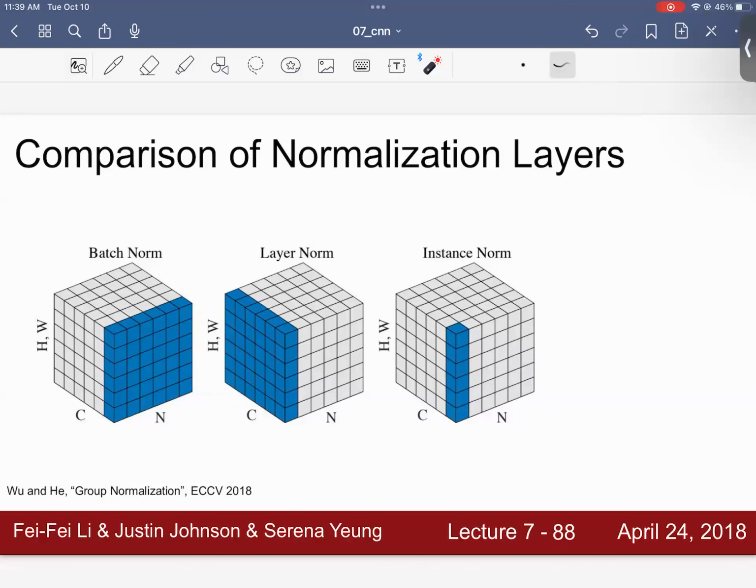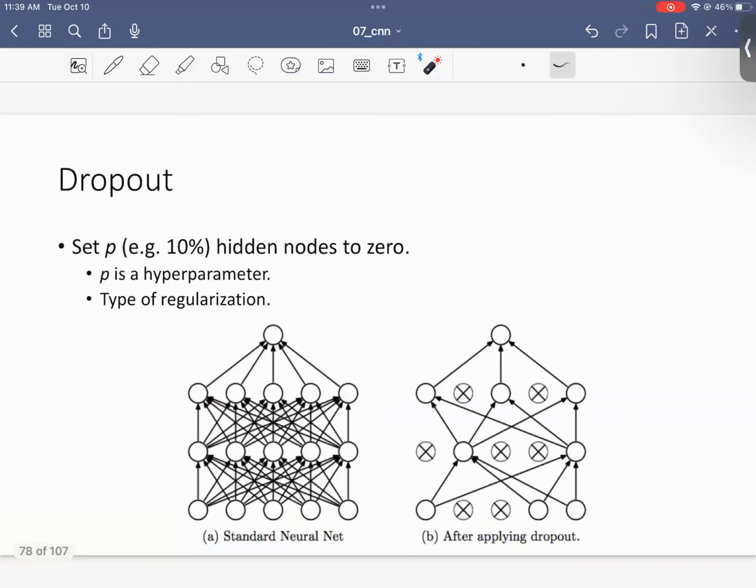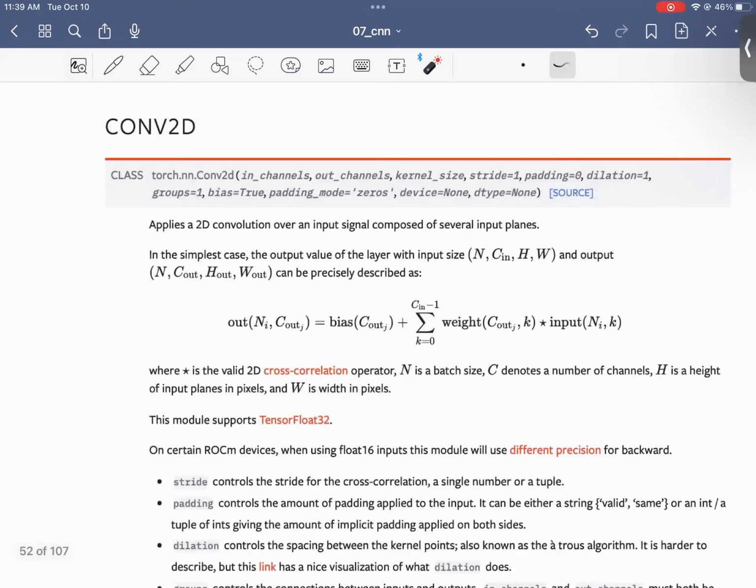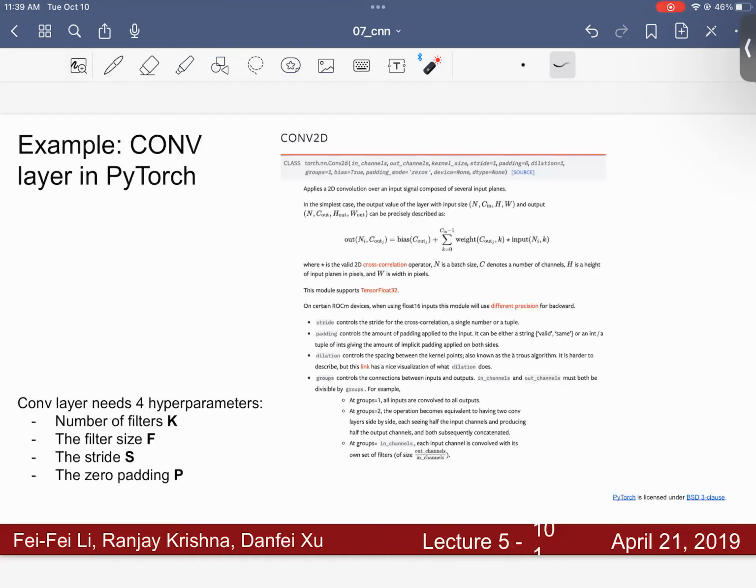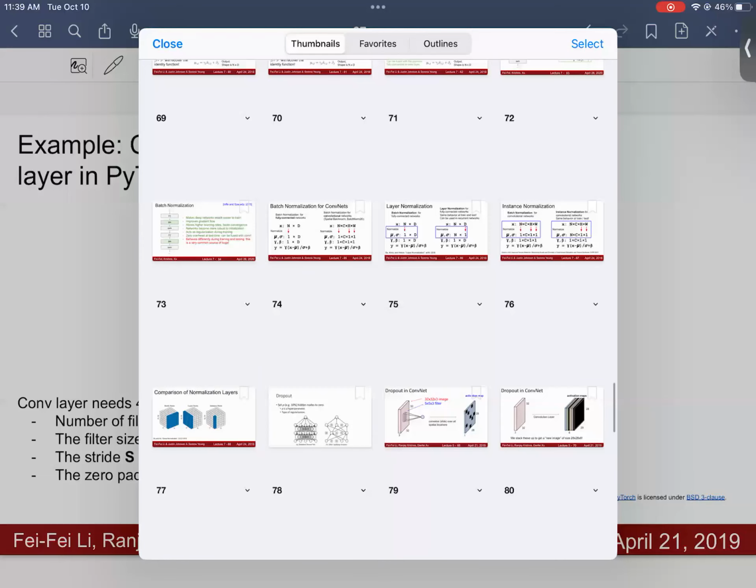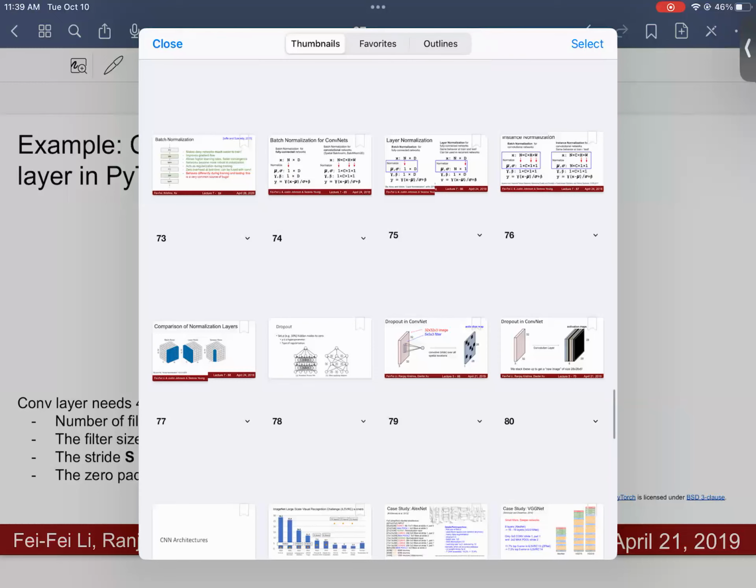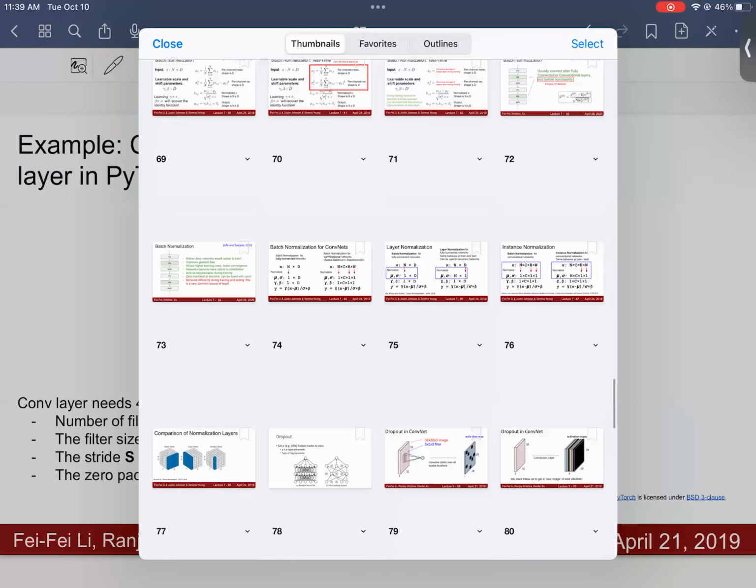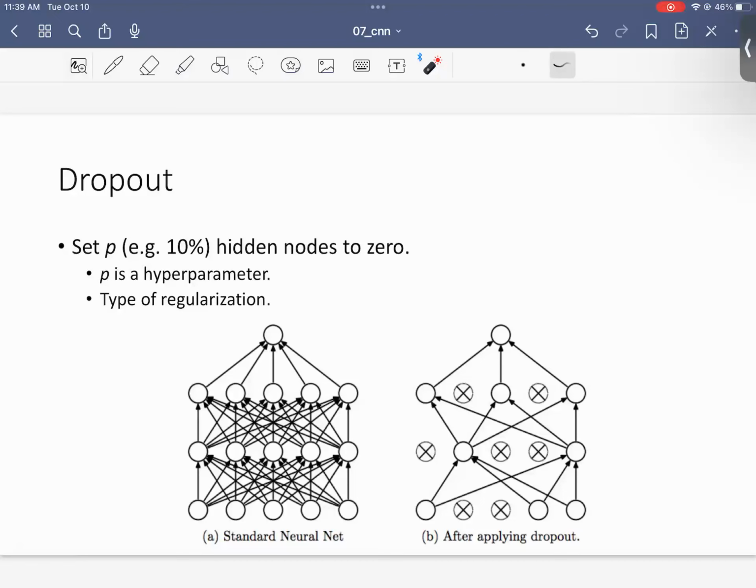I think we're off to dropout, right? Dropout is another regularization technique that was proposed way back in 2012 or 13, I'm not really sure. It was one of the first techniques proposed at the birth of deep learning. What happens in dropout is you set a certain probability, for example 10%, and you drop them, or you mask them out. You set them to 0.